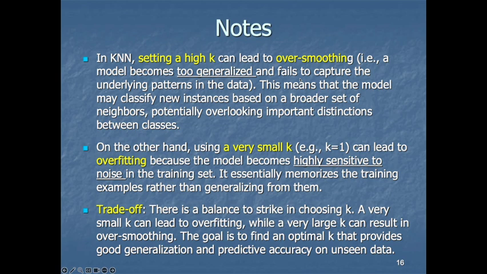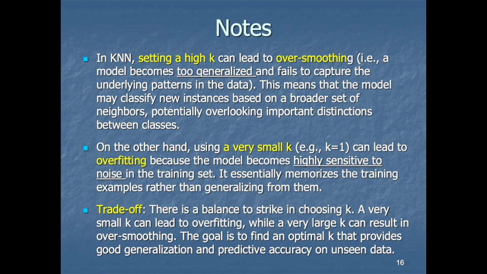Because you're expanding your search to include, like, 20 neighbors, and these 20 neighbors may also include ones that are not really close to your example, your model becomes too generalized, right? Because you are considering more instances in your model. So the model becomes too generalized, which causes oversmoothing.